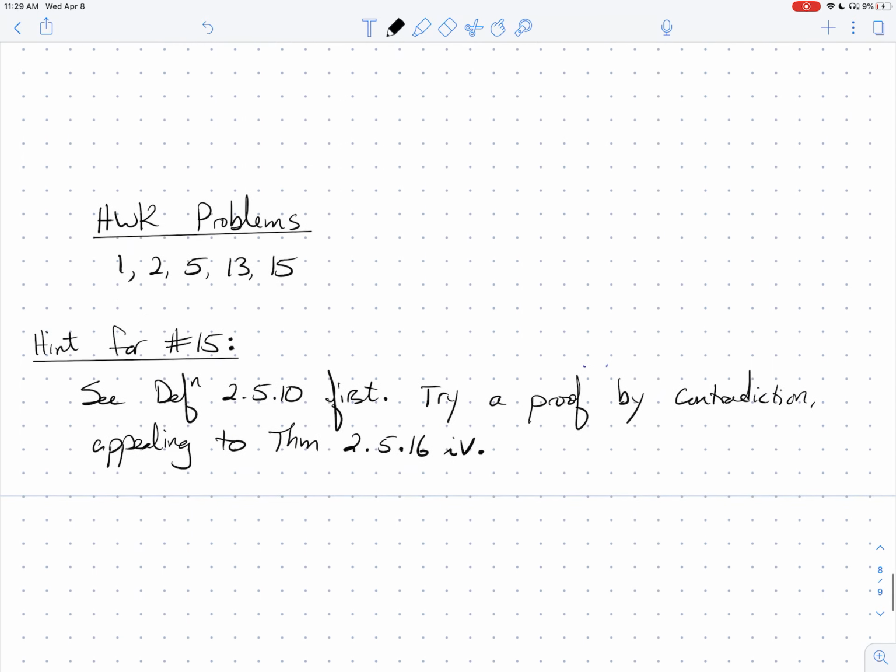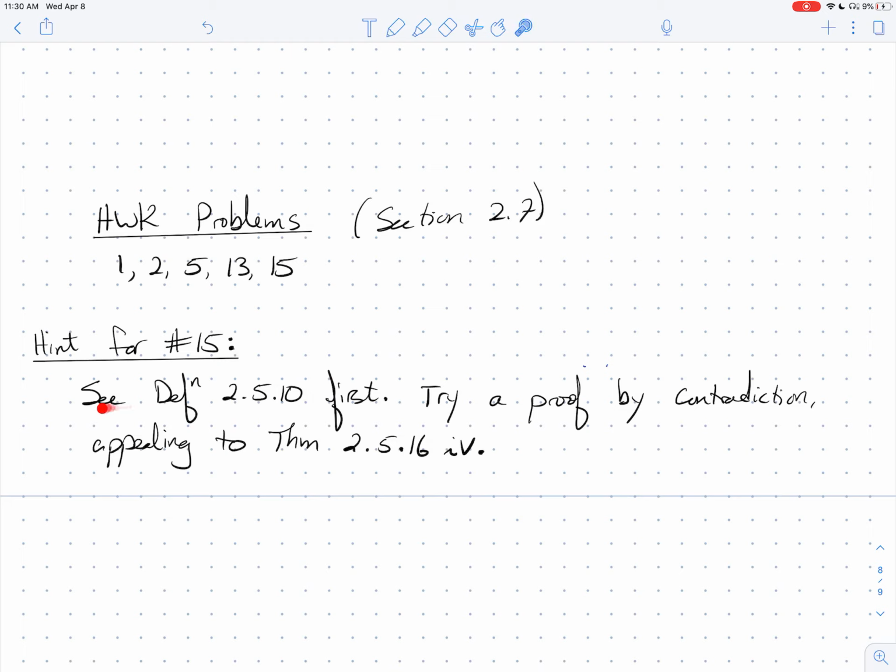So the homework, I'll type it up on our homework sheet as well. I want you to do 1, 2, 5, 13, and 15. This is from section 2.7. I'm not going to say when it's due because this video will change. You might watch it on a different day than I am, but I'll put the due date in the homework list on Teams.